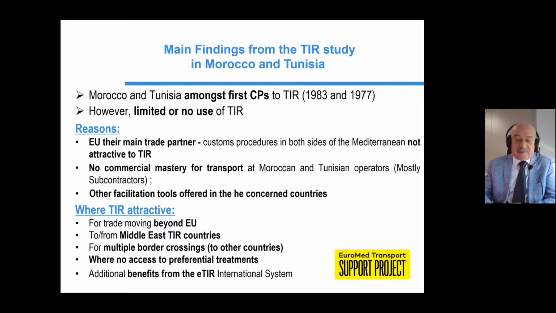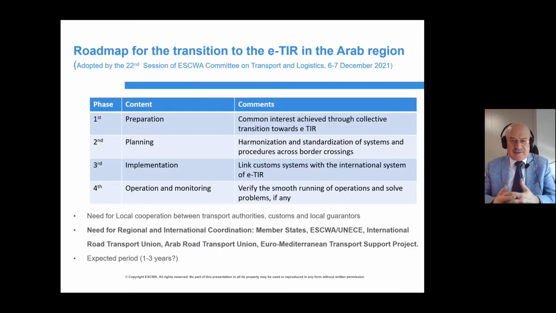And for the e-TIR, I can inform you that in ESCWA we have a Committee on Transport and Logistics. And this committee has a yearly meeting gathering the high-ranking officials of the Ministries of Transport in the region. In the 22nd session of the ESCWA Committee on Transport and Logistics, held in Cairo on 6 and 7 December 2021, these representatives of the Ministries of Transport agreed on a roadmap for the transition to the e-TIR in the Arab region, a roadmap composed of 4 phases for the preparation, planning, implementation, and operation and monitoring of the transition to the e-TIR.